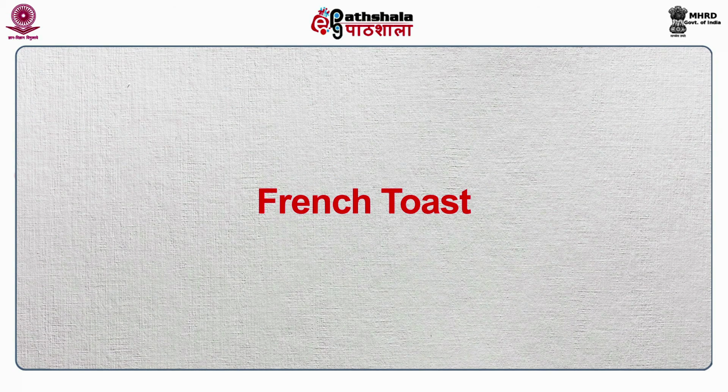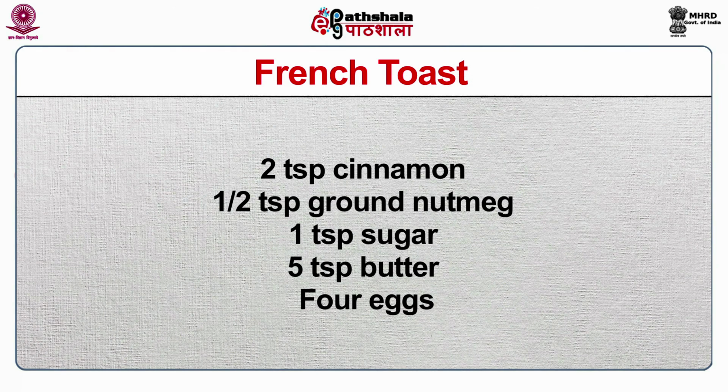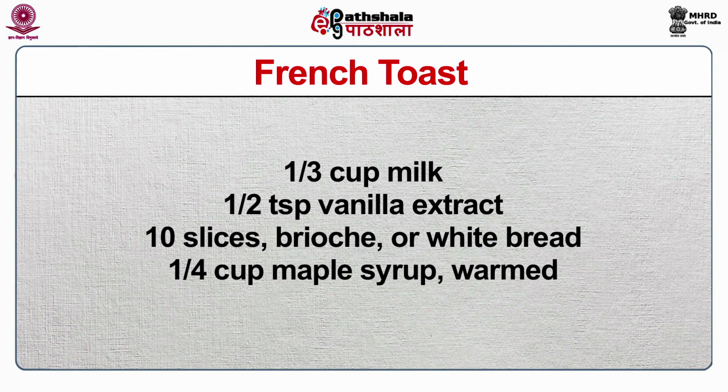French toast. Ingredients we need: 2 teaspoons of cinnamon, half teaspoon of ground nutmeg, 1 teaspoon of sugar, 5 teaspoons of butter, 4 eggs, 1/3 cup of milk, half teaspoon of vanilla extract, 10 slices brioche or white bread, half cup of maple syrup, warmed. Method of making: in a small container, mix cinnamon, nutmeg and sugar and set to the side briefly.